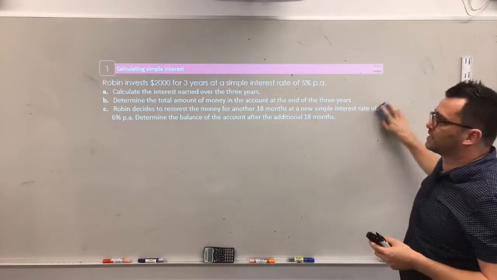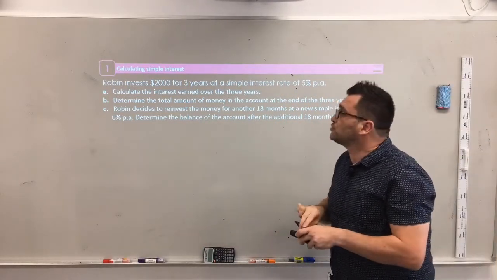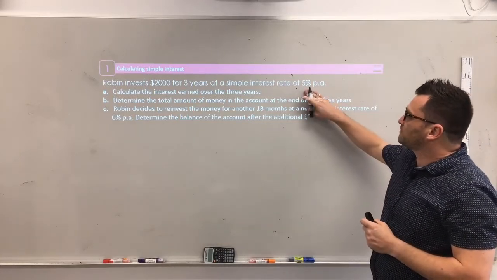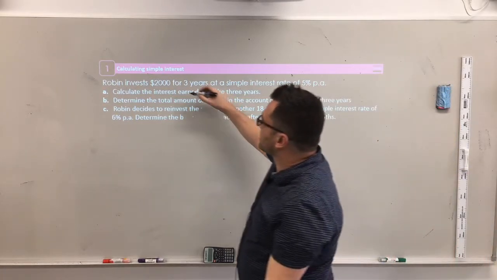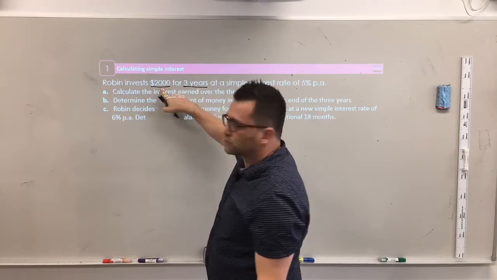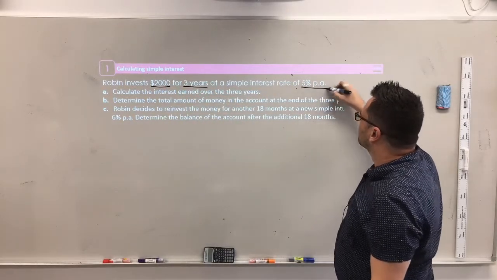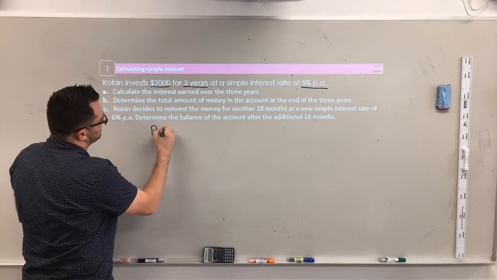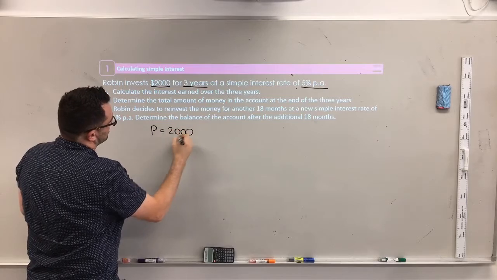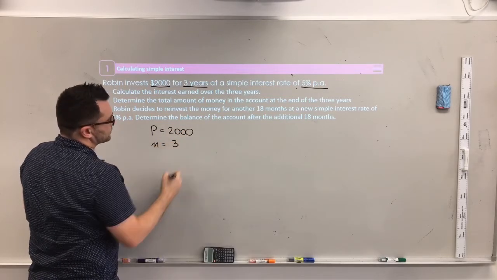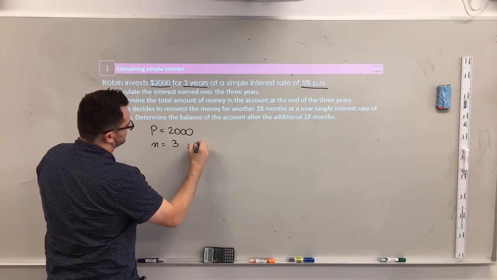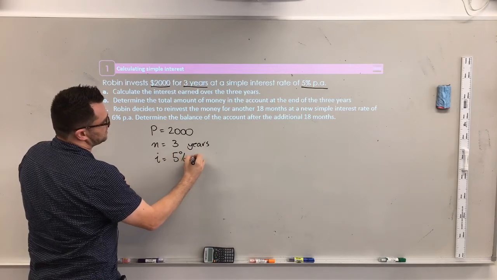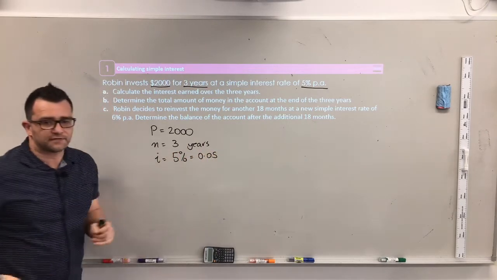So let's have a look at an example. Robin invests $2,000 for 3 years at simple interest of 5% PA. So pulling out our key information, we've got $2,000, 3 years, 5% PA. So let's write down our variables. P equals 2,000, N is 3 years, and I equals 5%, which is 0.05.